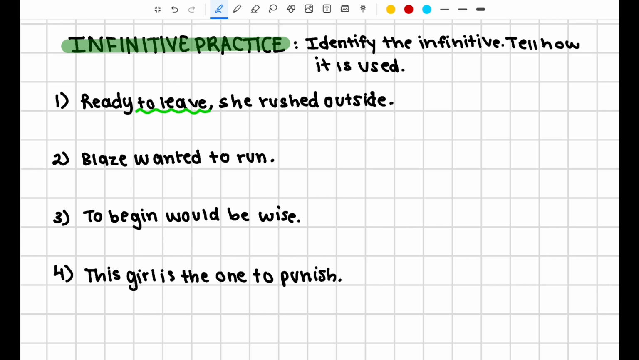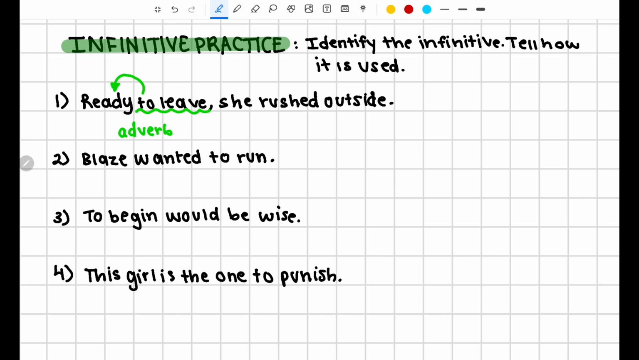That was easy enough. But now we need to identify how it's being used. In this case, this is modifying ready. It's telling ready to do what, almost, in a sense. It's not the exact same, since we can't call it an object because the main verb is rushed. This is just a phrase. It's an infinitive phrase to be exact, but we'll get on to that. So this is an adverb. It's being used as an adverb because it's being used to modify ready.